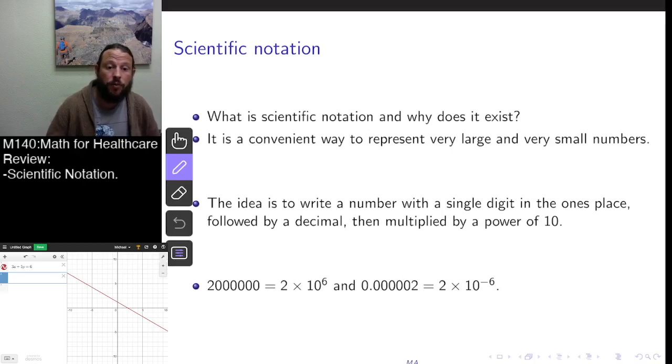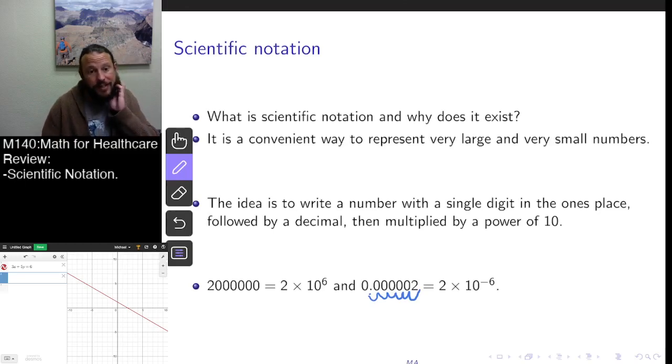Now, on the other hand, if we have 0.000002, that's 2 times 10 to the negative 6. And let's make sure we understand that. Okay, why is that? Let's see here. I'd have to go the decimal 1, 2, 3, 4, 5, and 6. Okay? That's where that 10 to the negative 6 comes from.